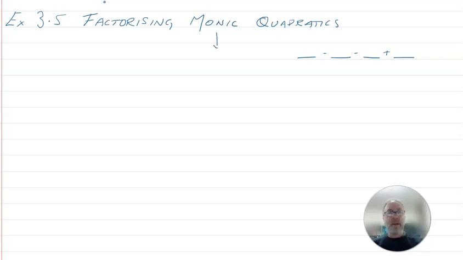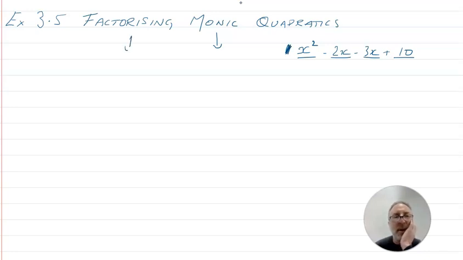Monic means... No, they're fully booked. So monic, for instance, you might have something like x squared minus 2x minus 3x plus 10. Now, this is a special type of expression where you've got something squared. Okay, and monic just means that the number in front here is always going to be 1.